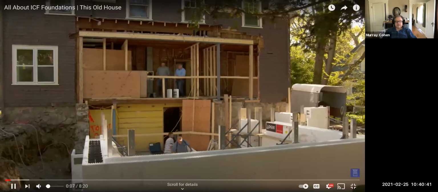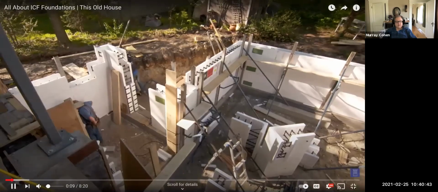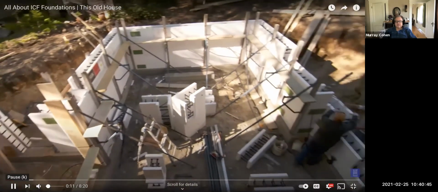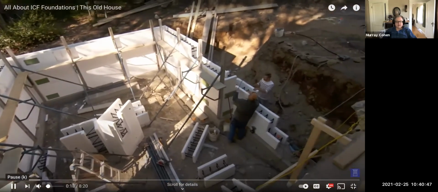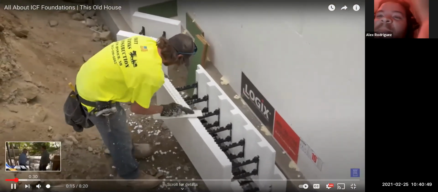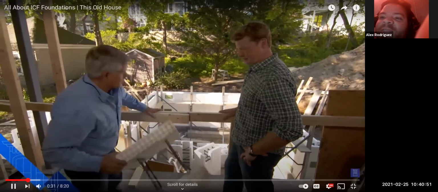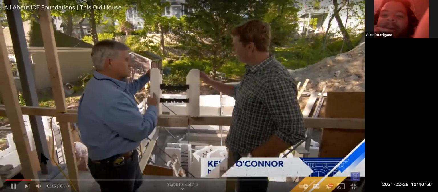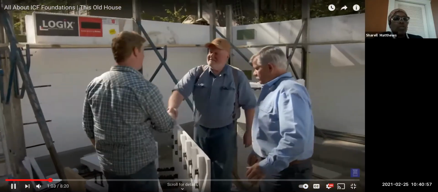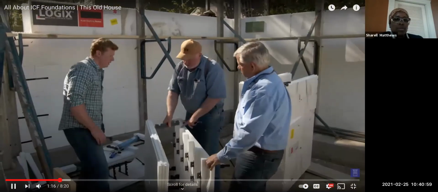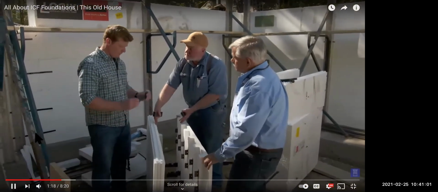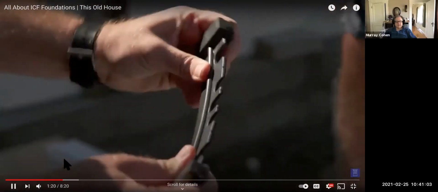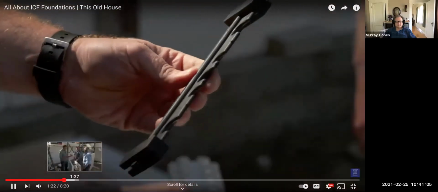So this is a This Old House episode. This stuff is awesome. This is concrete forms right here. So it's made of foam, right? It's not wood, it's foam. Yeah, it's like a foam. It's like recycled plastic.